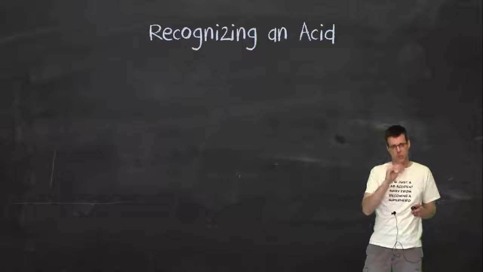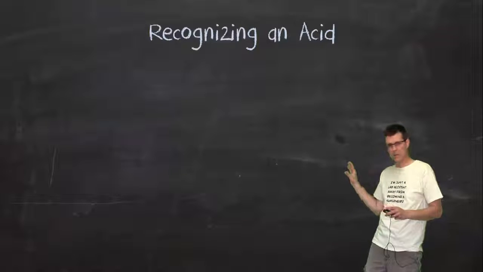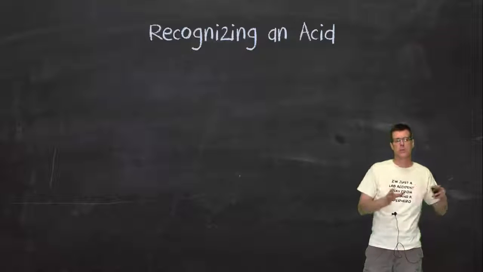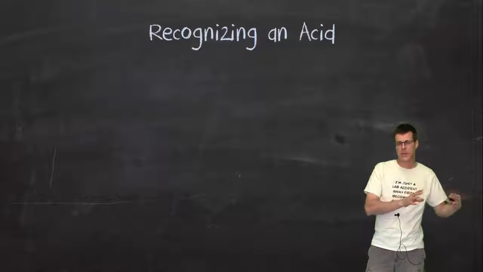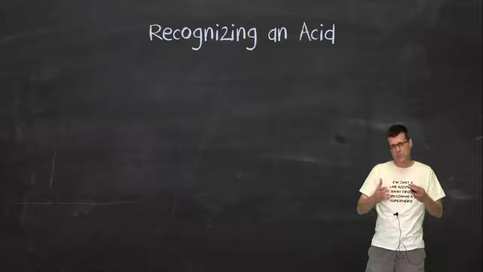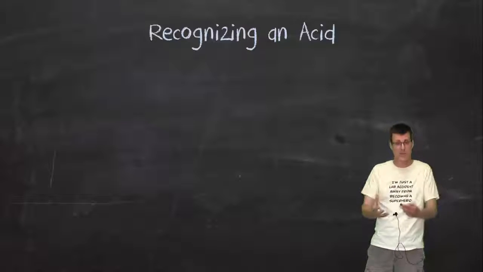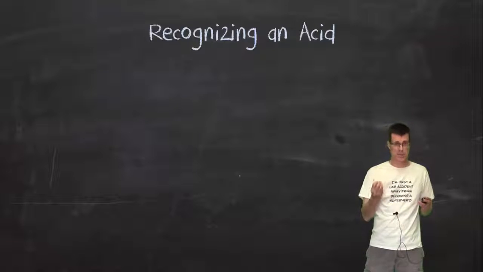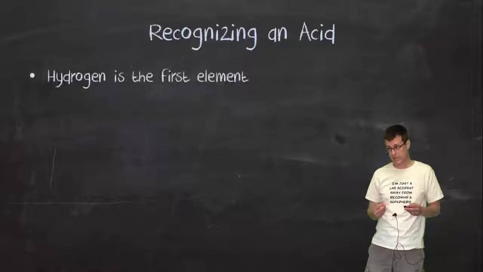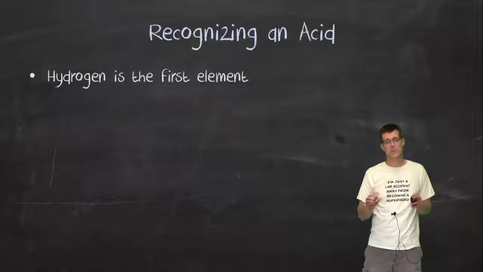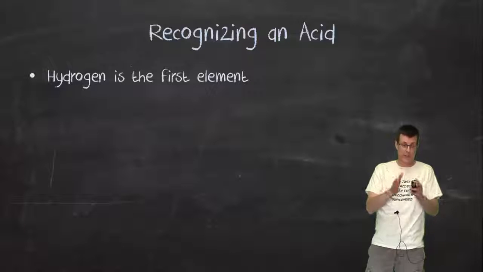In terms of the nomenclature and recognizing an acid, it's different sort of from how we would identify an acid in terms of its chemical properties. So what we do when we talk about acids and bases as chemical properties will be a little bit different than simply recognizing an acid as something we could name as an acid. But either way, you're going to notice that hydrogen will be the first element in the acid.